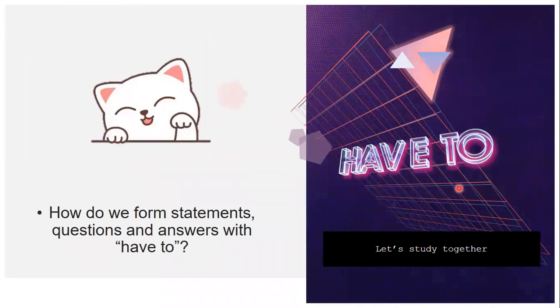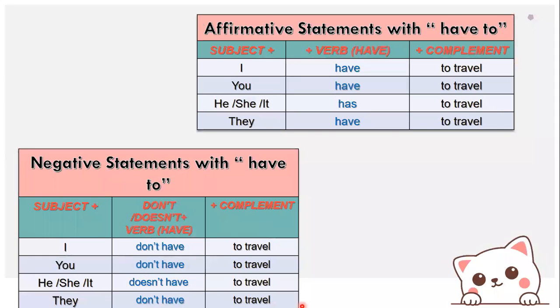How do we form statements, questions, and answers? We have to. Let's study together. Vamos a formar oraciones, preguntas, respuestas con este verbo que se llama have. Remember that we have to in infinitive, in infinitivo. This is not a complete verb. Let's study together. First of all, we are going to begin with the affirmative and negative statements. This is the beginning. Okay, empezamos con el afirmativo, que sería sujeto más el verbo más el complemento.